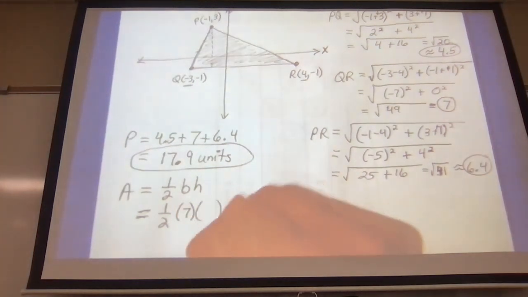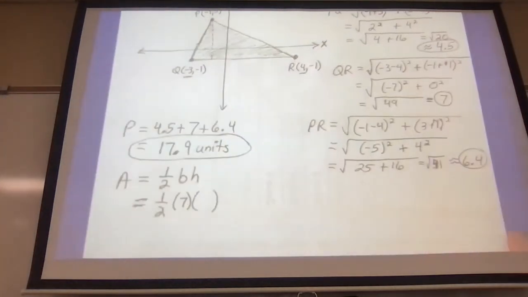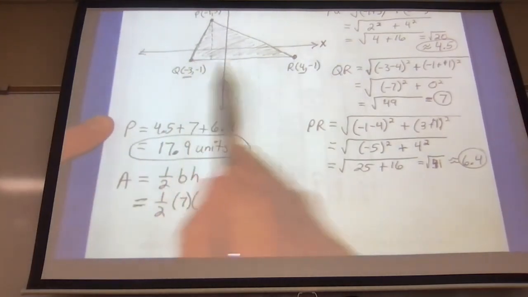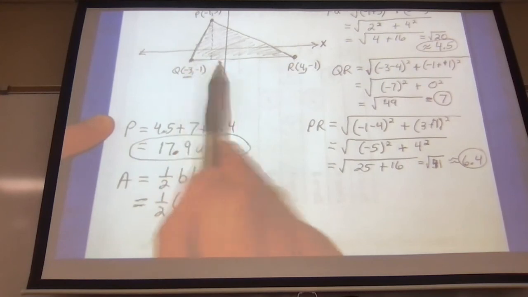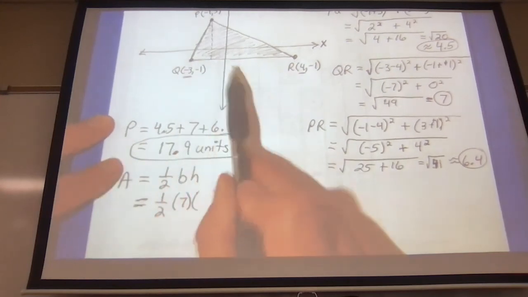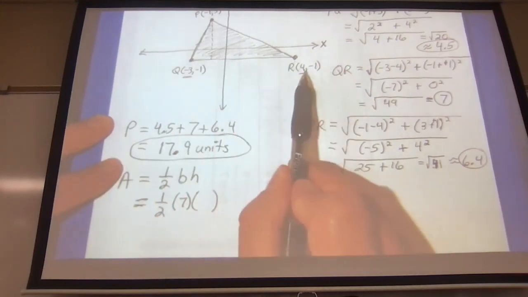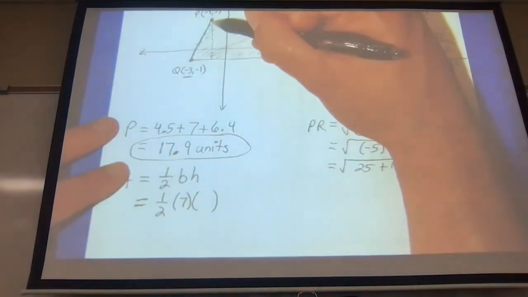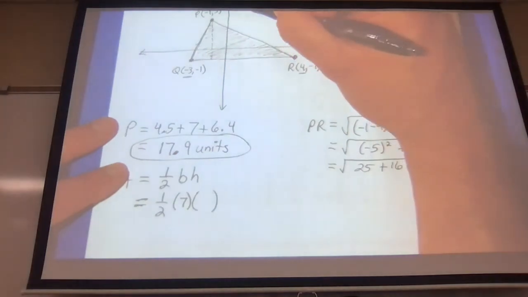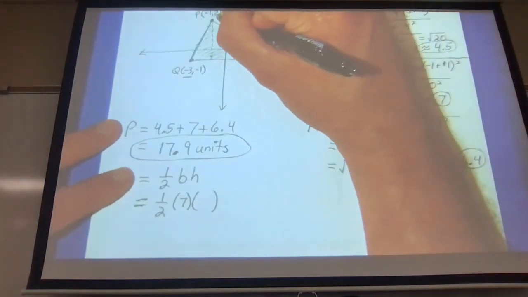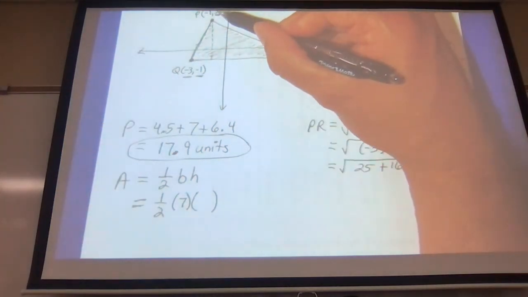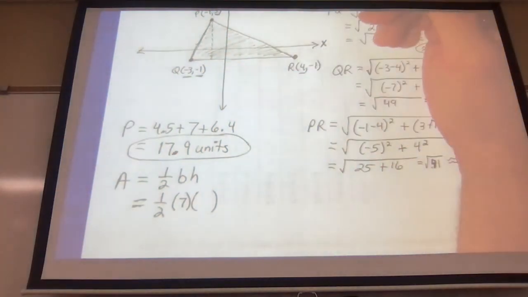And then the height we have to figure out. It's going to be very similar to what we did before with QR. QR, we figured that was 7 units long because there were 3 units from -3 to the y-axis and 4 units from the y-axis to 4. 3 and 4 equals 7. We're going to do the same thing now, except we're going up and down. If I'm going up and down, I'm on the y-axis. So now I'm going to look at the y-coordinates. We're going from 3 to -1. How many units is it to get from 3 down to -1? 4.